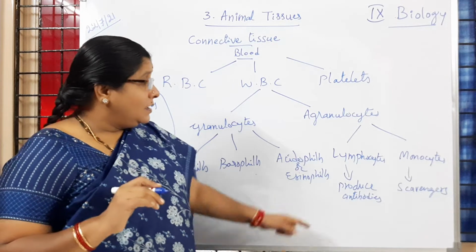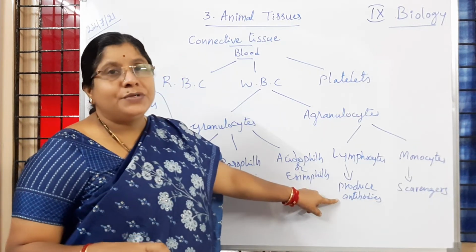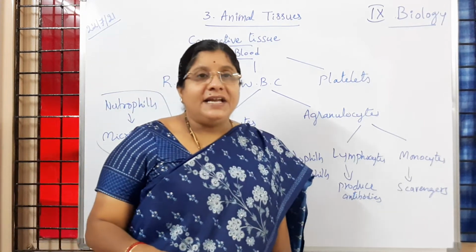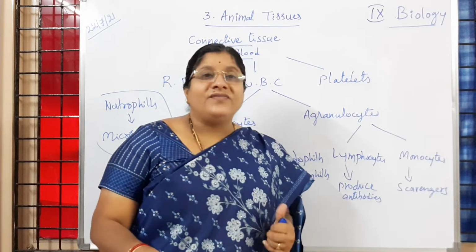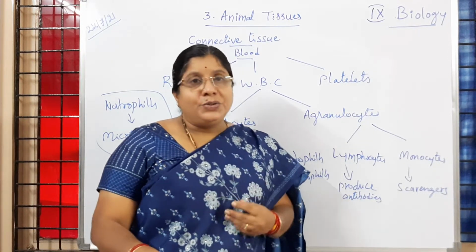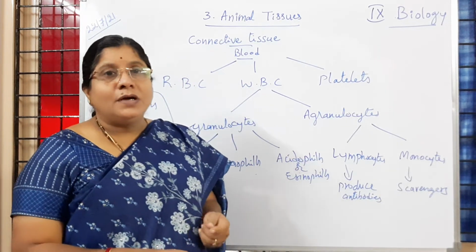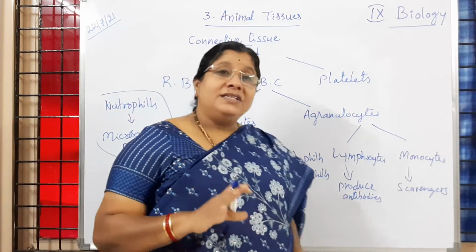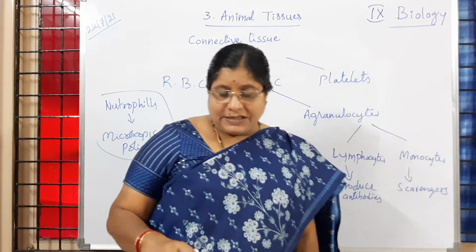So they are producing antibodies, and the antibodies help in identifying foreign materials. Foreign materials here means any kind of harmful agents which enter into our body through water, air, food or any vectors. Then these antibodies help in controlling those particular kinds of diseases. Is it clear to children?